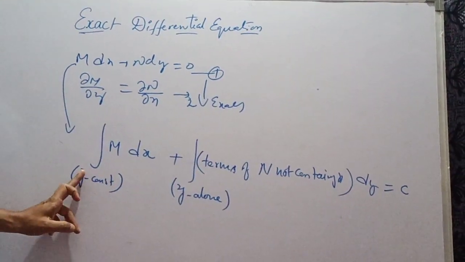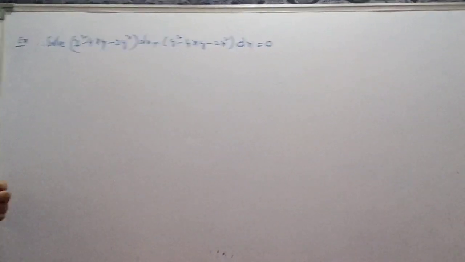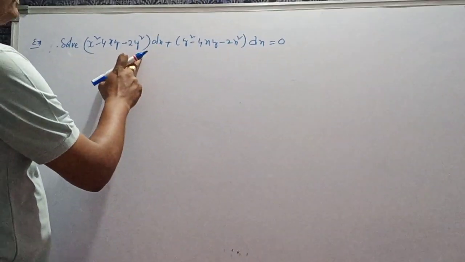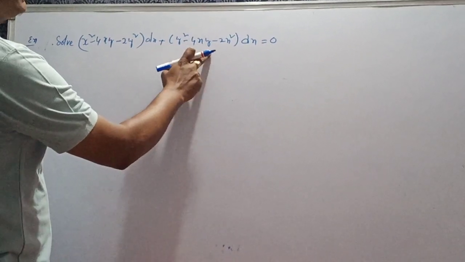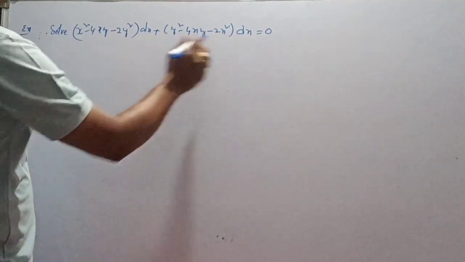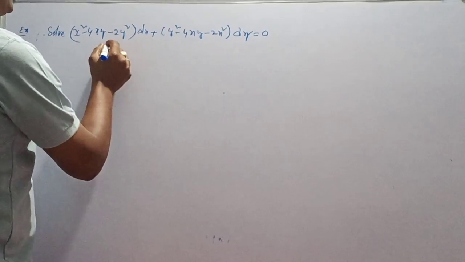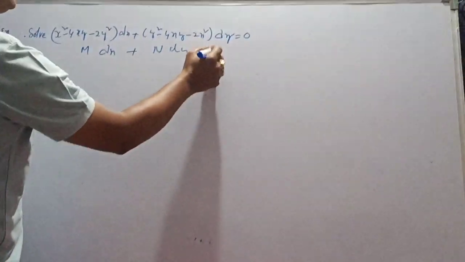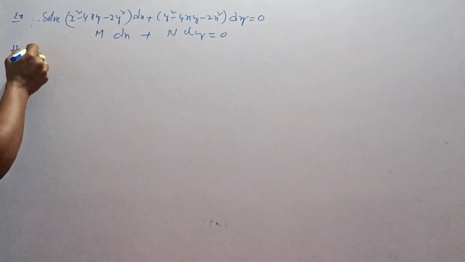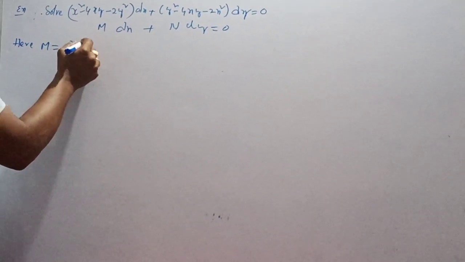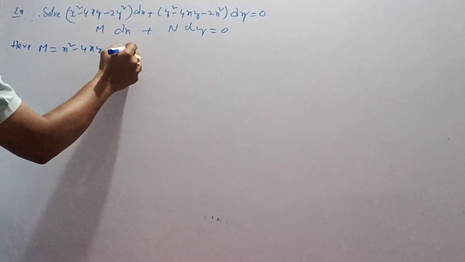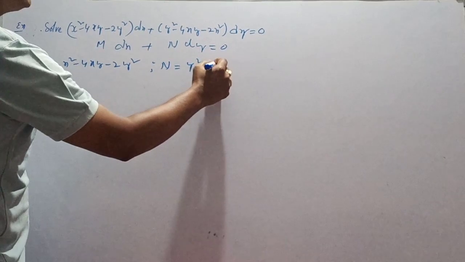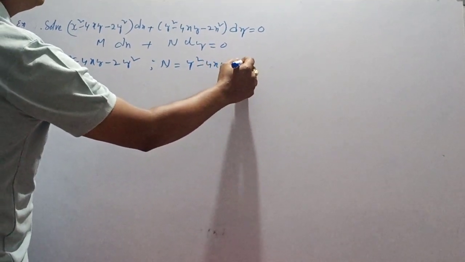We then have the final solution. For example, solve (x square minus 4xy minus 2y square) dx plus (y square minus 4xy minus 2x square) dy equal to 0. This is of the form capital M dx plus capital N dy equal to 0, where capital M equals x square minus 4xy minus 2y square, and capital N equals y square minus 4xy minus 2x square.